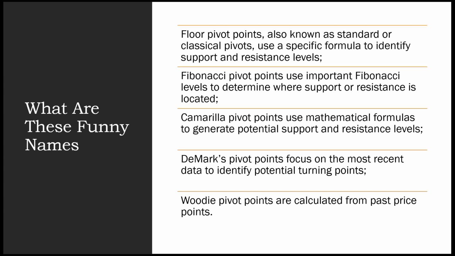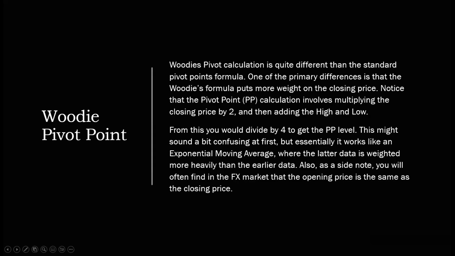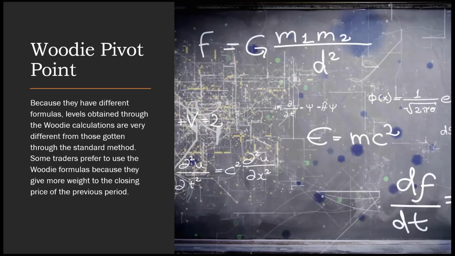Camarilla pivot points use mathematical formulas to generate potential support and resistance levels. DeMark's pivot points focus on the most recent data to identify potential turning points, and Woody's pivot points are calculated from the past price points. Okay, so Woody's calculation is quite different than the standard formula, but it uses the same information. In this case it uses exponential moving averages to come up with the pivot point level. And then once you come up with that pivot point level, the same formulas are applied just like you apply them in the traditional.